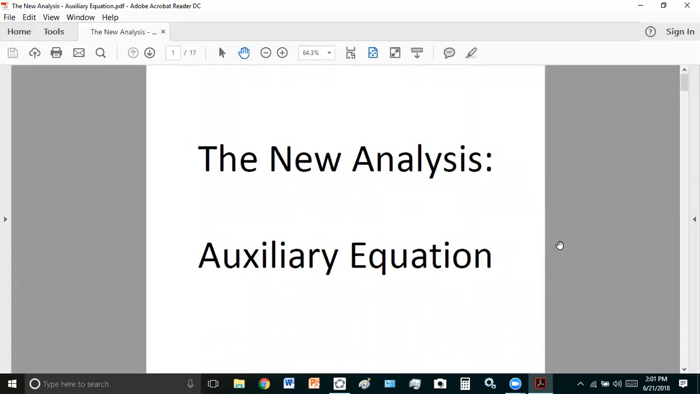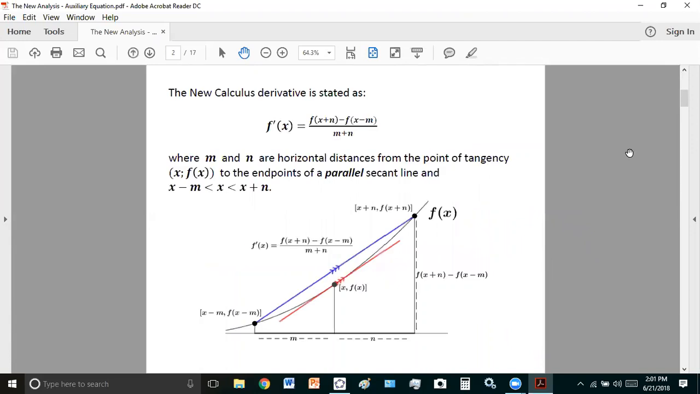Now, the New Calculus derivative is stated as follows: f prime of x, and by the way, that's just a notation that you see there, okay? Newton, for example, used different notation. It's stated as f of x plus n minus f of x minus m over m plus n, where m and n are horizontal distances from the point of tangency x, f(x), see?